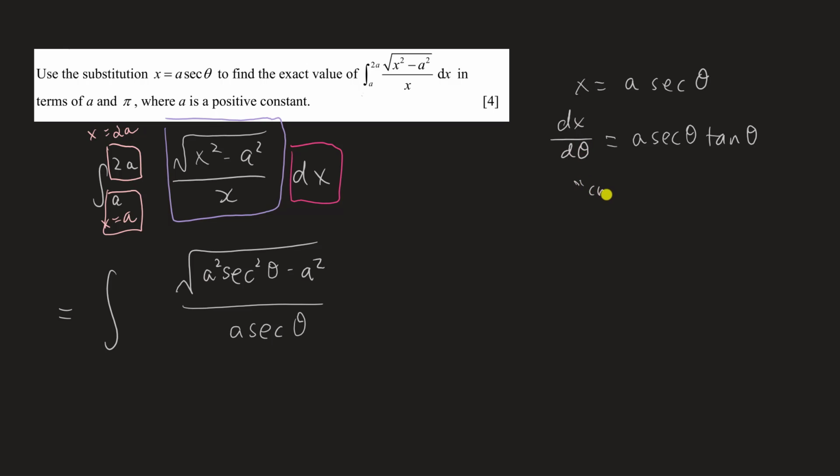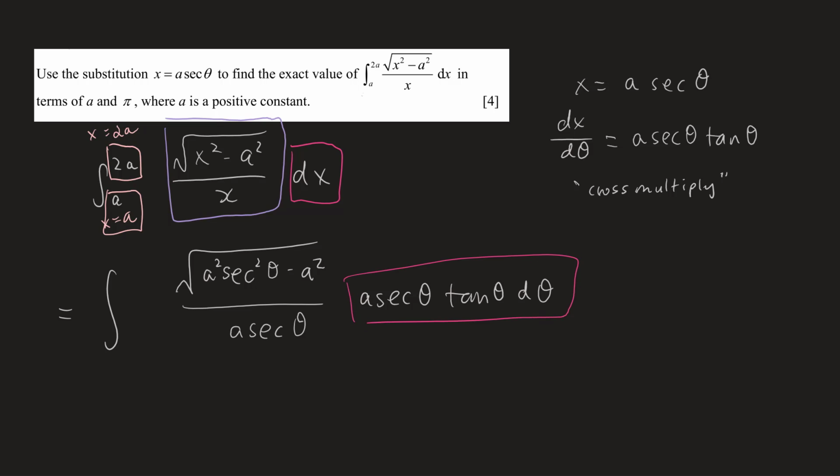You can sort of cross multiply. I use inverted commas because you're not really supposed to do that, but it's an easy way for you to remember. So once you have cross multiplied this over, you will get a secant theta tangent theta d theta. That's what dx is. So I have replaced dx with this whole string.